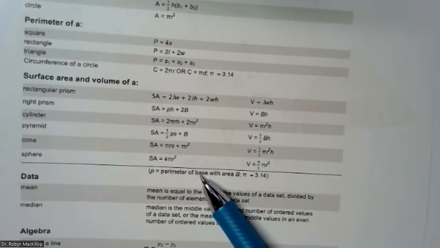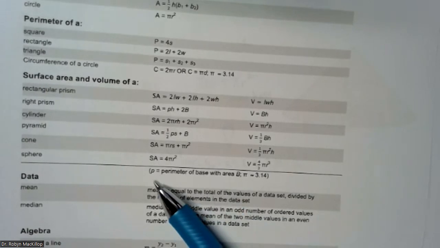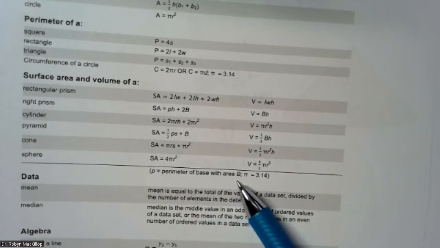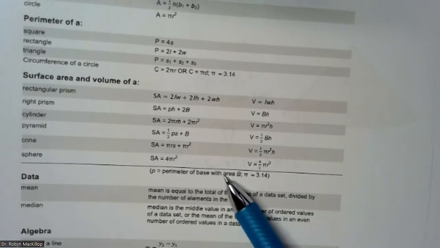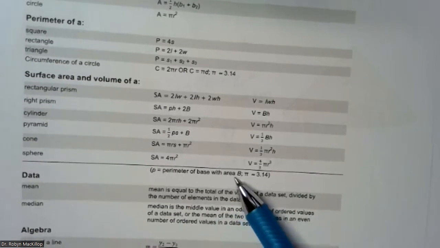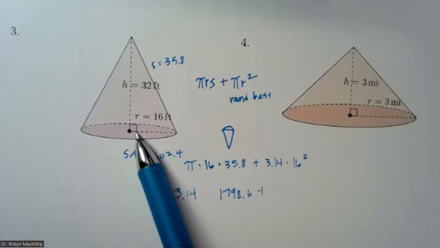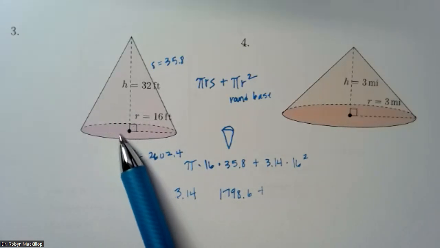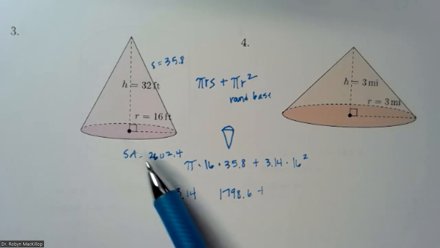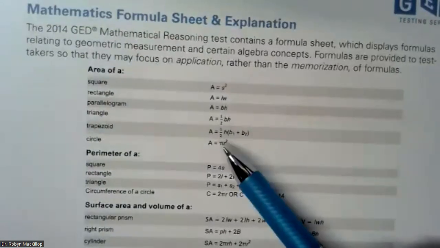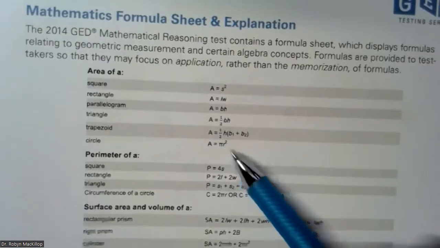The nice thing is they kind of give you a reminder here. It's a terrible reminder. A little p is a perimeter. Big B is the area of the base. So we have to find the area first. That means we need to find the area of this circle. So we're going to start with that. Area of a circle is pi r squared.